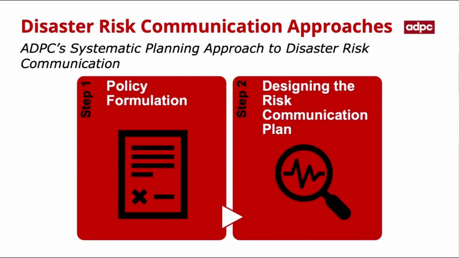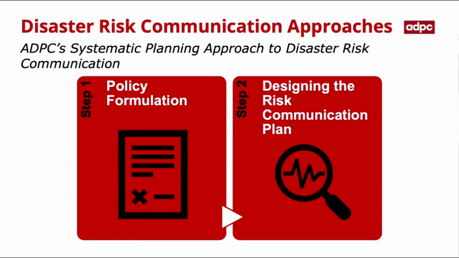The first step is policy formulation. Here, the focus is on developing a risk policy and communication strategy where you lay out your plans and discuss the role of risk communication. If you have insufficient data to do this, it is highly recommended that you conduct additional research and discuss with social groups and communities. The second step is designing the risk communication plan.